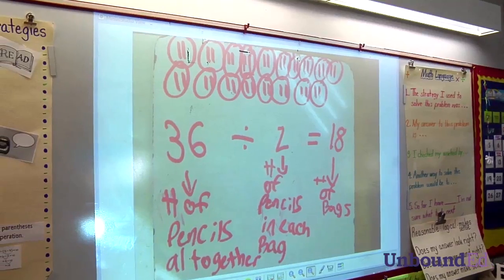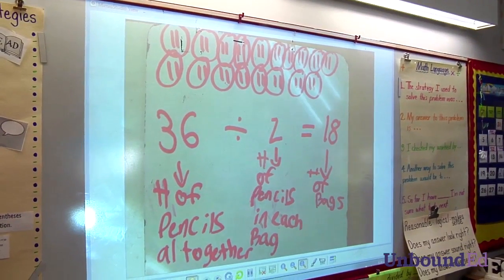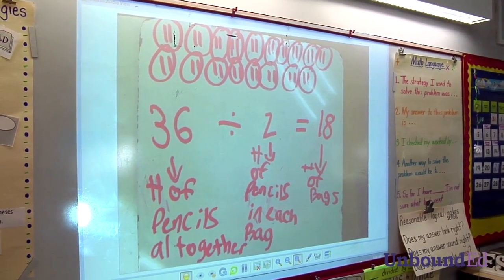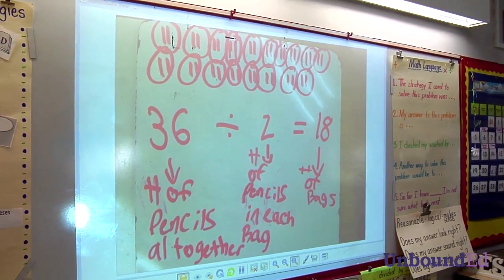Anjali, on her labeled picture, clearly demonstrates she knew what the 36 represented. She knew that she was dividing. She knew the size of the group. She knew that she was dividing to find the number of groups.